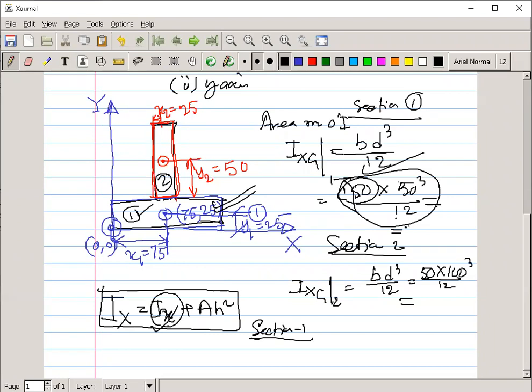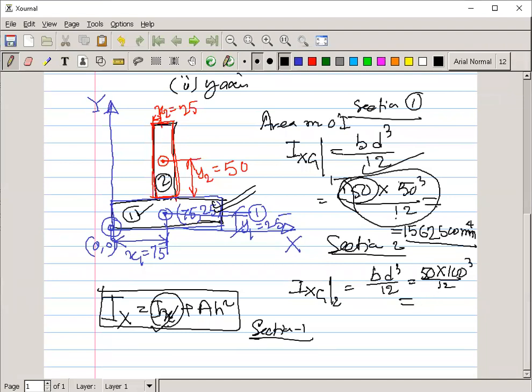It's 15,62,500. Okay. And what is the unit? The unit should be mm to the power 4, not mm. I told you yesterday: it is bd cube by 12, b is mm, d is mm cube, so this should be mm to the power 4, right? Always write mm to the power 4.